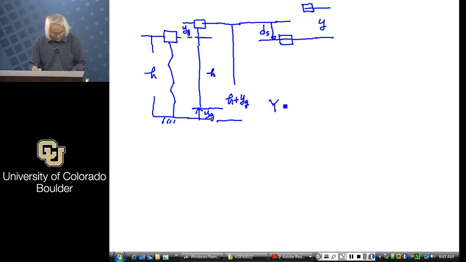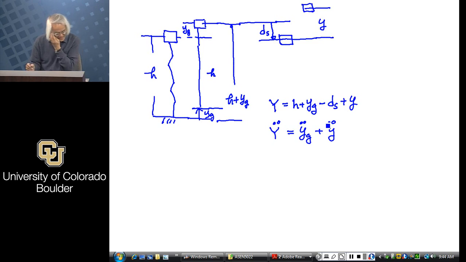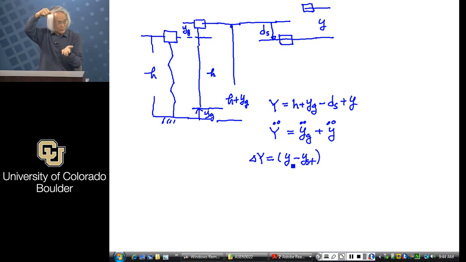If I take a total kinematics, then this is H plus yg from here to there, then minus delta st plus y. So the absolute acceleration is yg double dot plus y double dot, which is what I posted. Then the delta y that goes on the spring, with all the things done, is really y minus yst, the actual spring distance change.